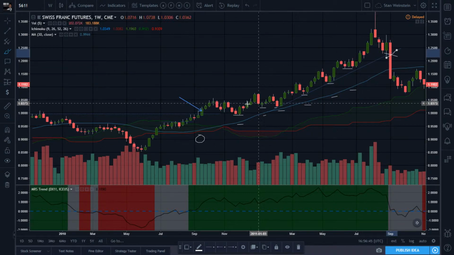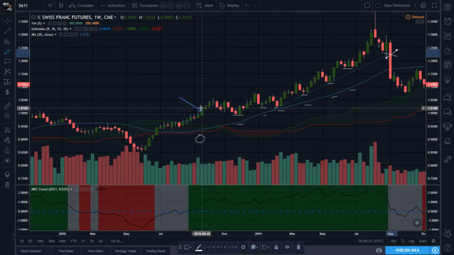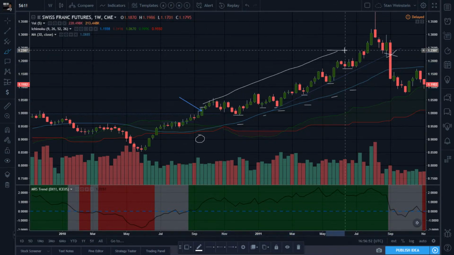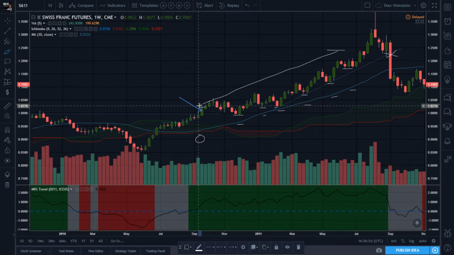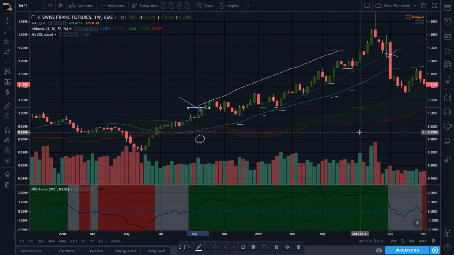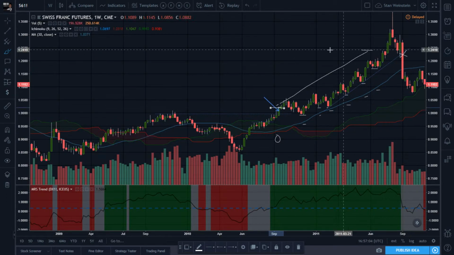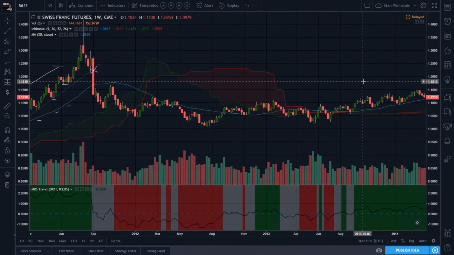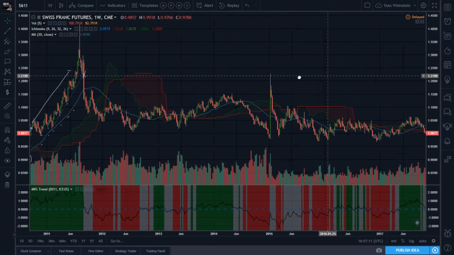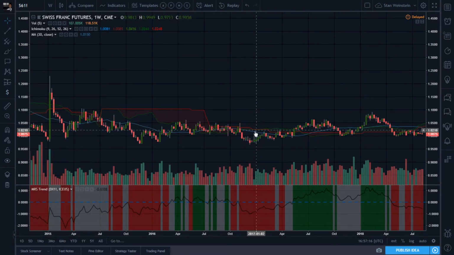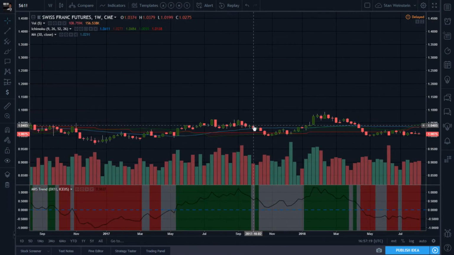Pretty cool, right? So you would have ridden from here all the way here. That is your reward. Not bad, right? So it's playable. There's situations where this is a nice stage 2. But right now, the Swiss franc has been acting erratically. A lot of false signals here. So that's why it's important to have that volume confirmation to help us avoid these whipsaws.